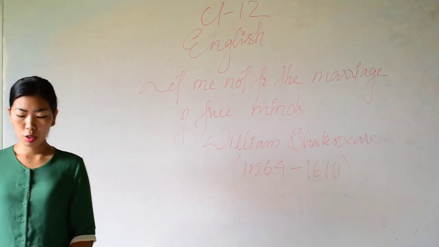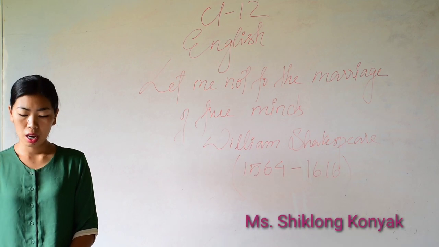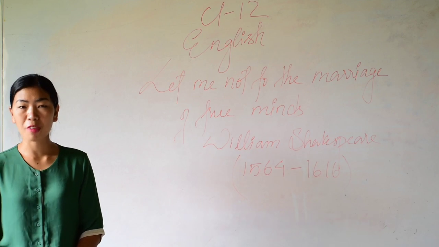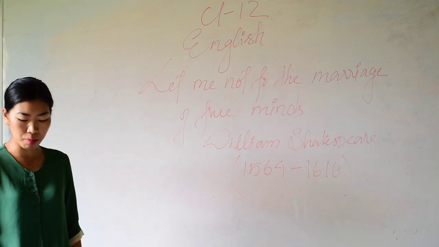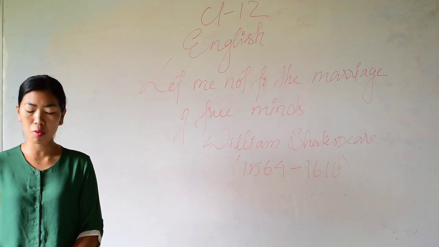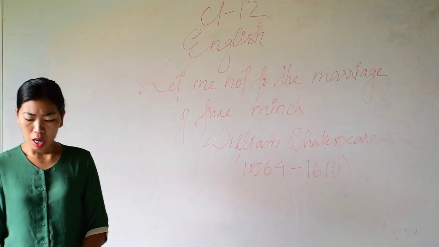Hello everyone, today we'll be doing with our class 12 English one of the poems entitled Let Me Not to the Marriage of True Minds by William Shakespeare, who lived from 1564 to 1616, that is during the reign of Queen Elizabeth I of England.